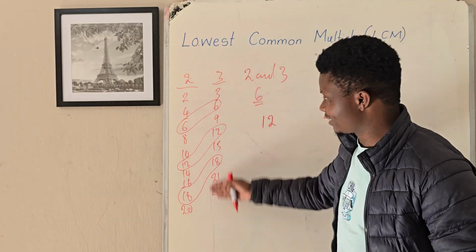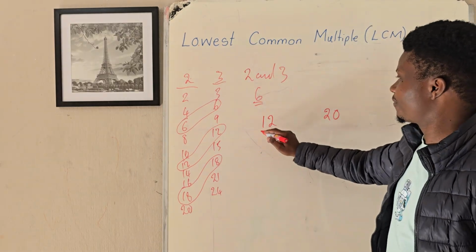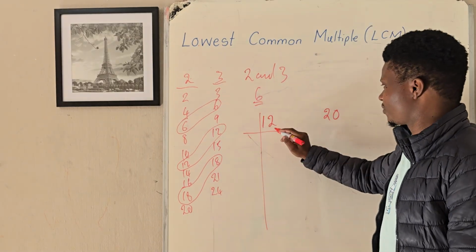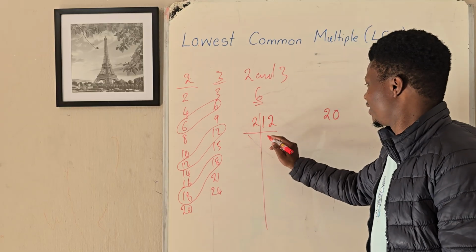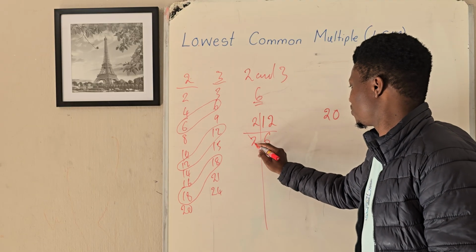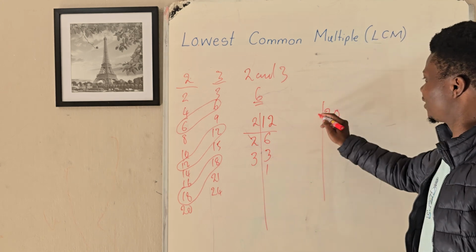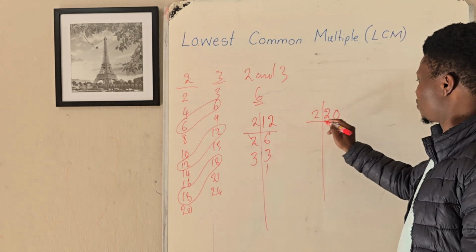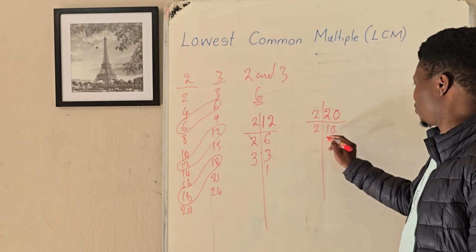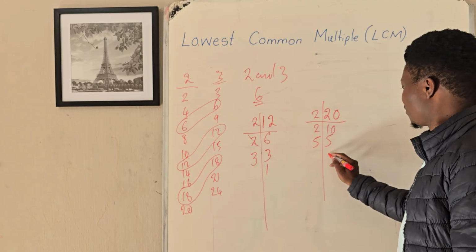So using this method, I'm going to write 12 as a product of its prime numbers. So that's 2, 6, 2, 3, 3, 1. Then for 20, that's 2, 10, 2, 5, 5, 1.